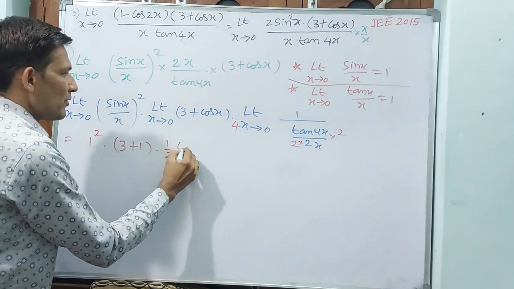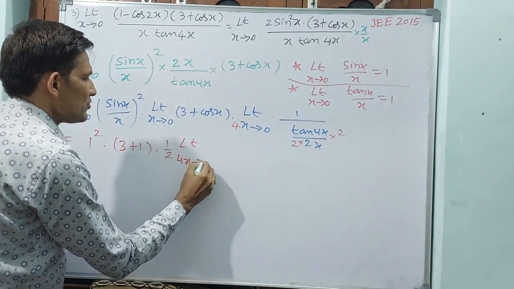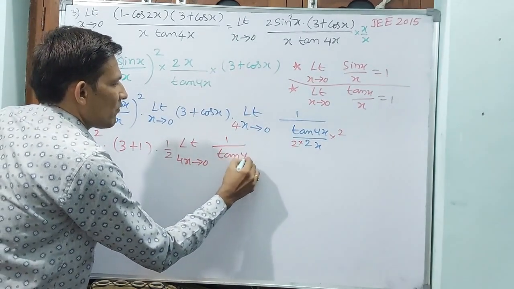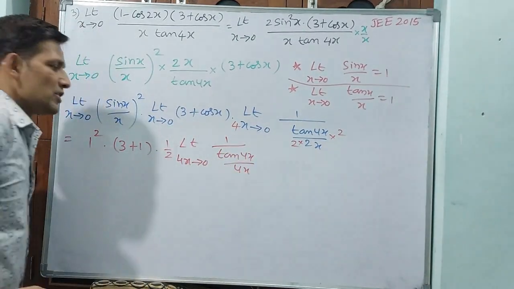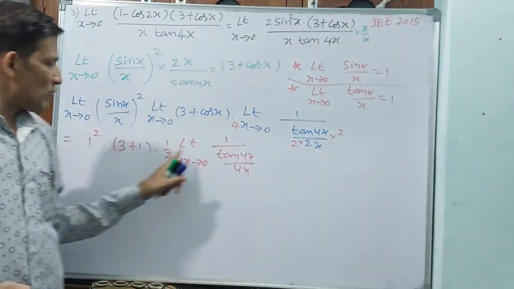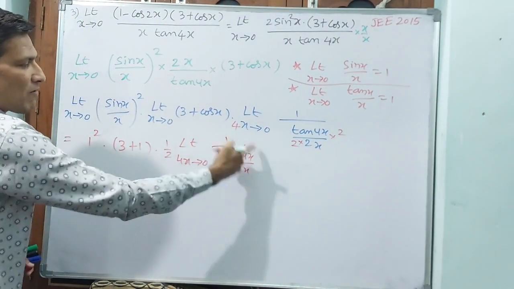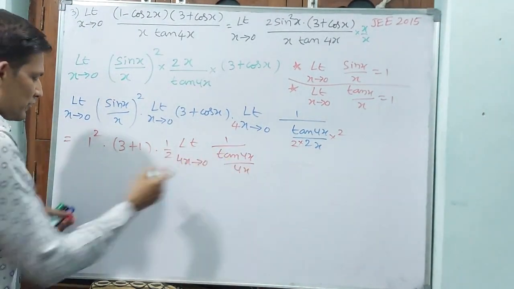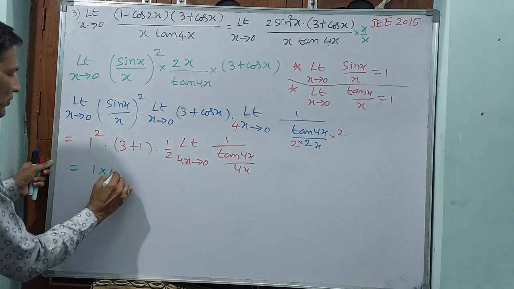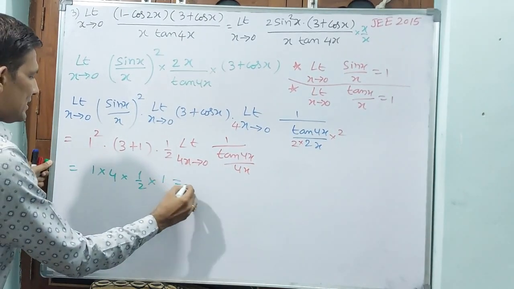Limit 1 by 2, 4x tends to 0, okay? 1 by tan 4x by 4x. Is it okay? 4x tends to 0, 4x by 4x. These two have been taken outside, 1 by 2. Now you tell me, this is going to become 1, but here 1 by 2 is there. 1 by 2 into 1, right? Now this is equal to 1 into 4, 4 into 1 by 2 into 1. That is equal to 2.